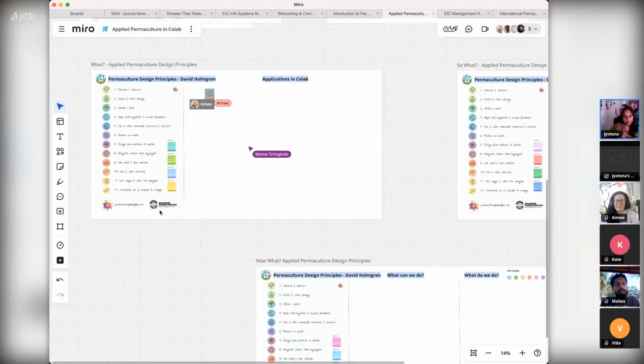Go ahead and go through each of those principles, pick up a post-it card and see where you have seen it working, applied.